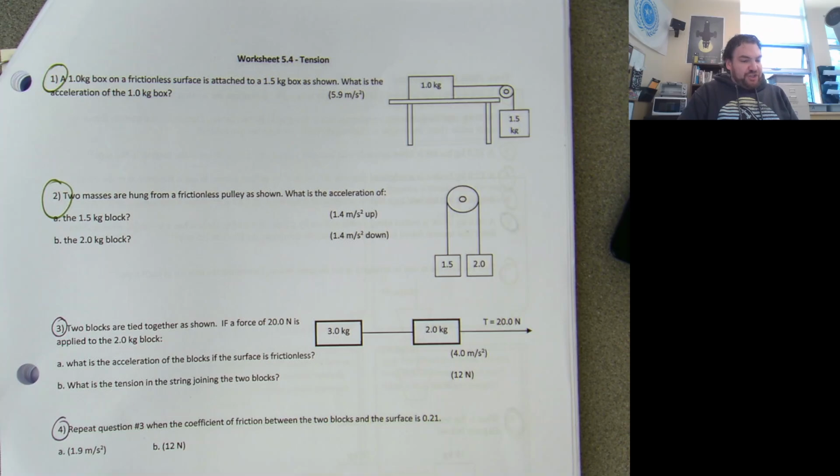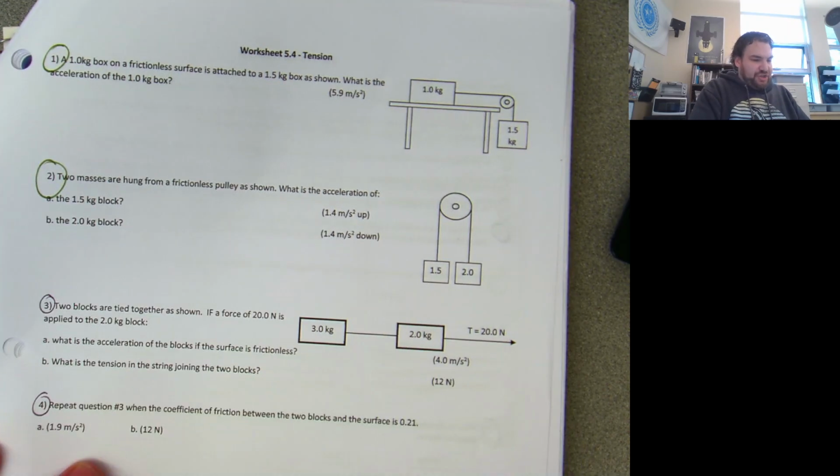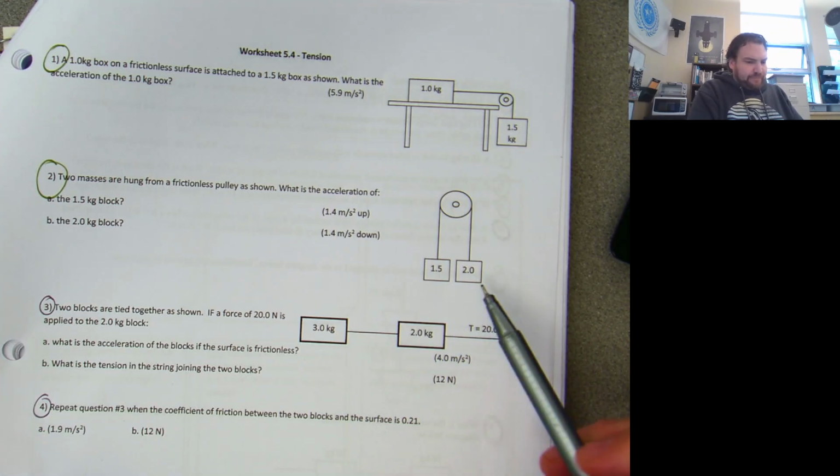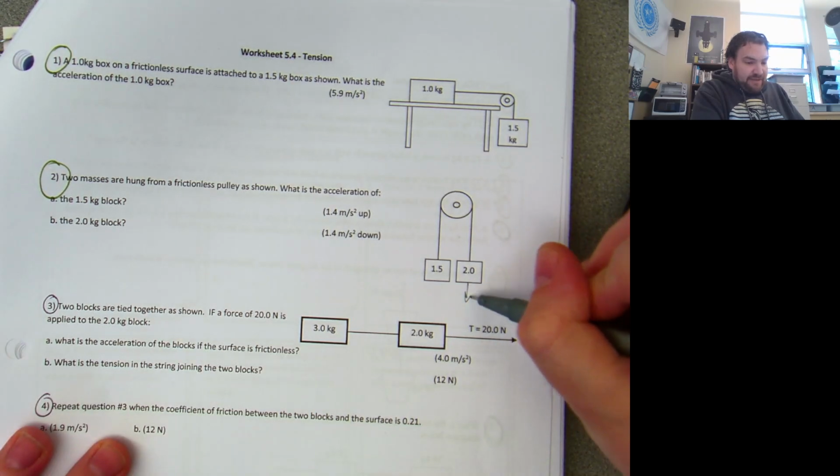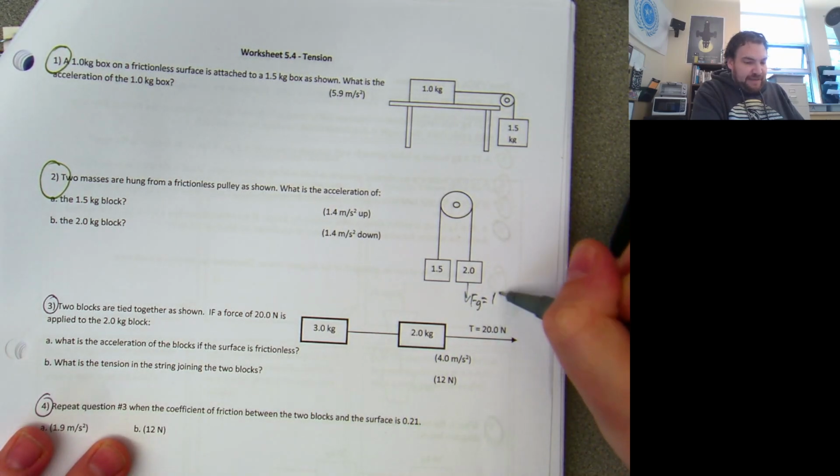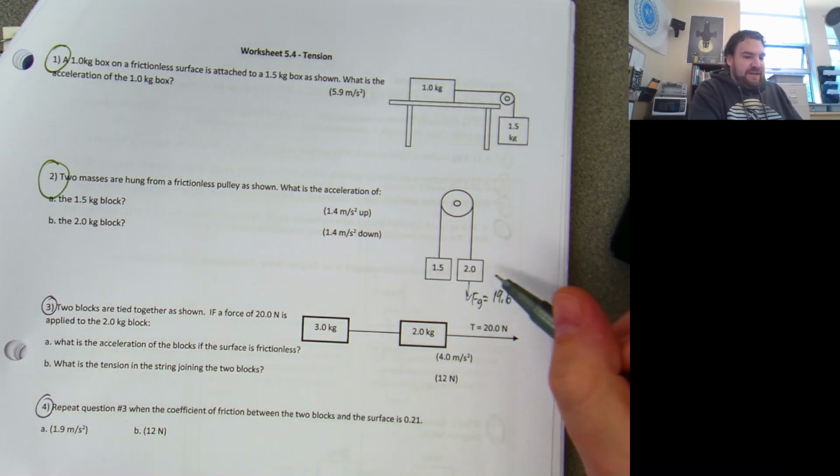Two masses are hung from a frictionless pulley. What is the acceleration of the 1.5 kilogram block and the 2 kilogram block? So here's question 2. We'll draw the free body diagram. This guy's going to have Fg down. That's going to be 19.6 because it's 2 times 9.8.